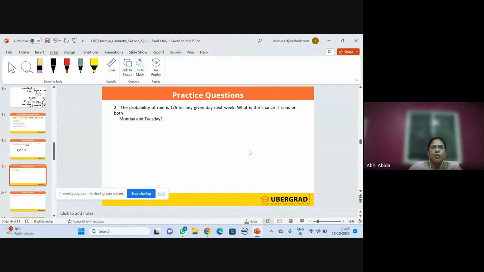Yes. The probability of rain is 1 by 6 for any given day next week. What is the chance it rains on both Monday and Tuesday? Monday and Tuesday.